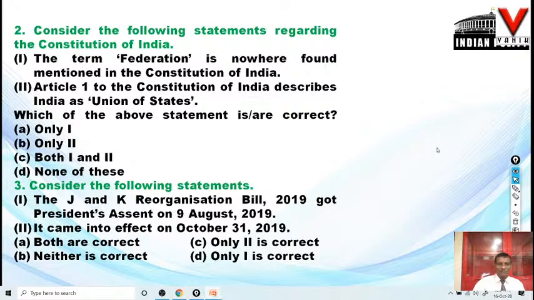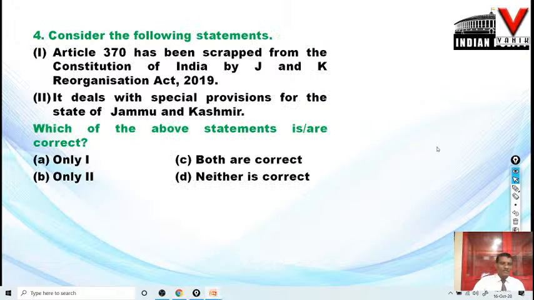Now question 4. Consider the following statement. You got it, Shubham? I hope you have got the answer, or if you want anything, please write here. We are discussing question number 4. Article 370 has been scrapped from the Constitution of India by the J&K Reorganisation Act. Is it correct? No, it is not correct.